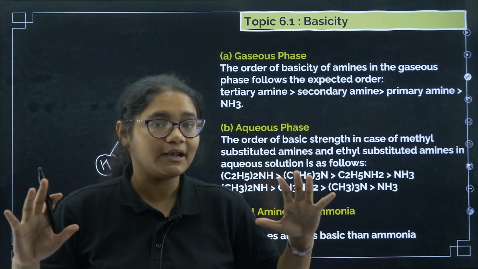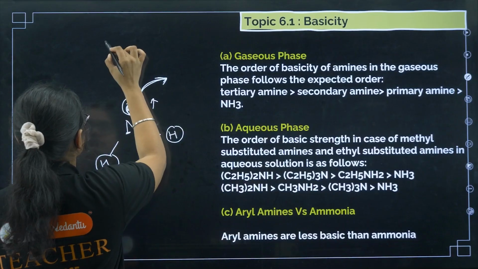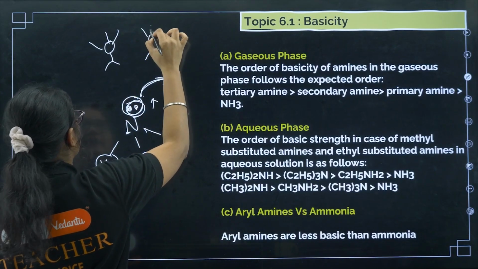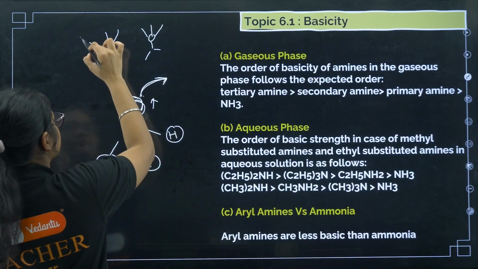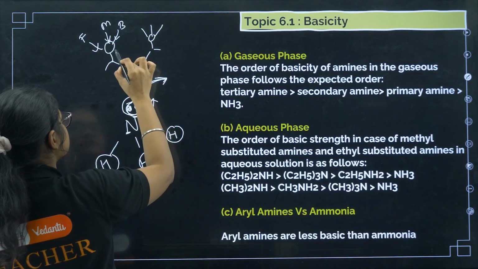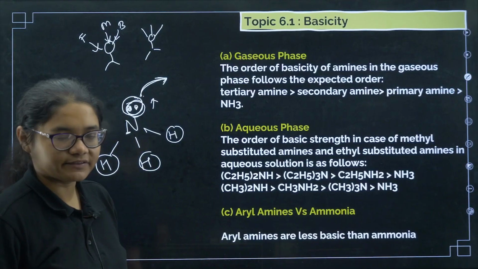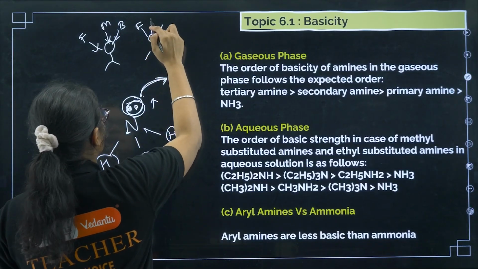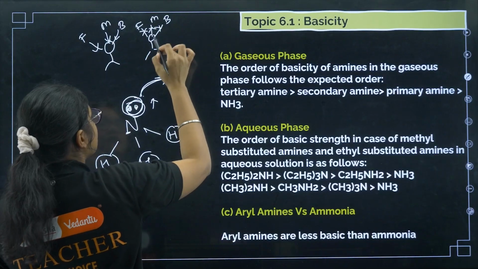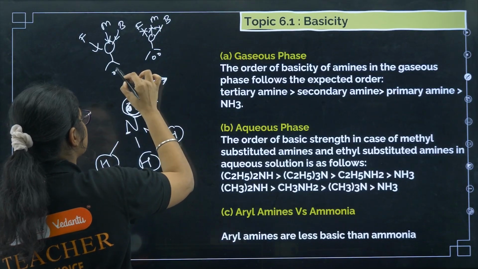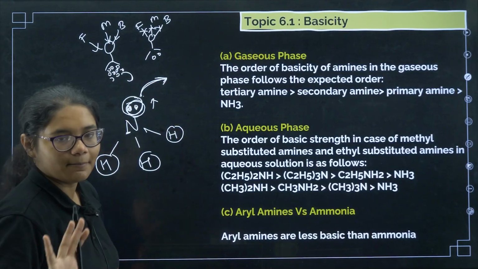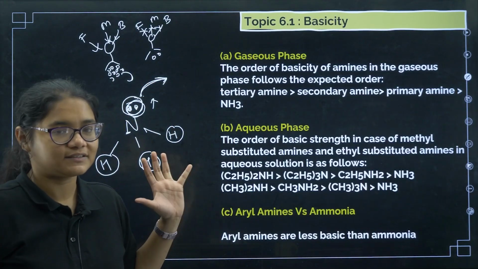Comparatively, suppose this is one person, and I am making three antennas. In this person, father, mother and brother all are giving money to donate to some poor person, but here father, mother and brother are not giving any money. So who will have more money to donate? This person will have more money to donate, right? Same thing is happening in amines. I hope all of you have got what is basicity.